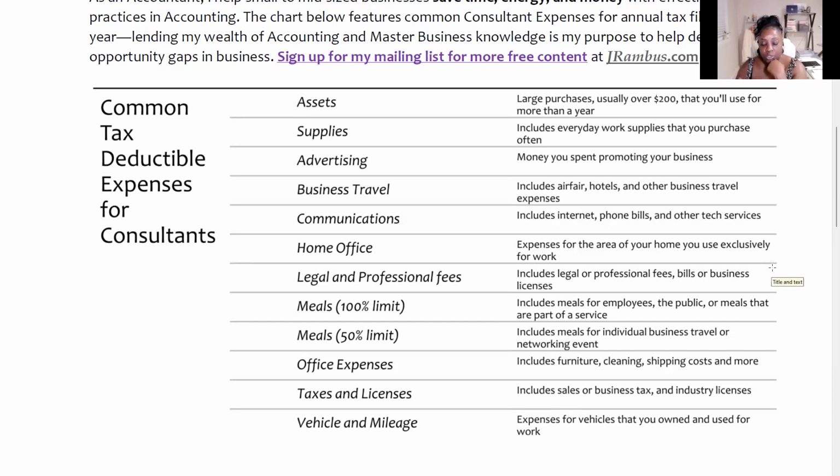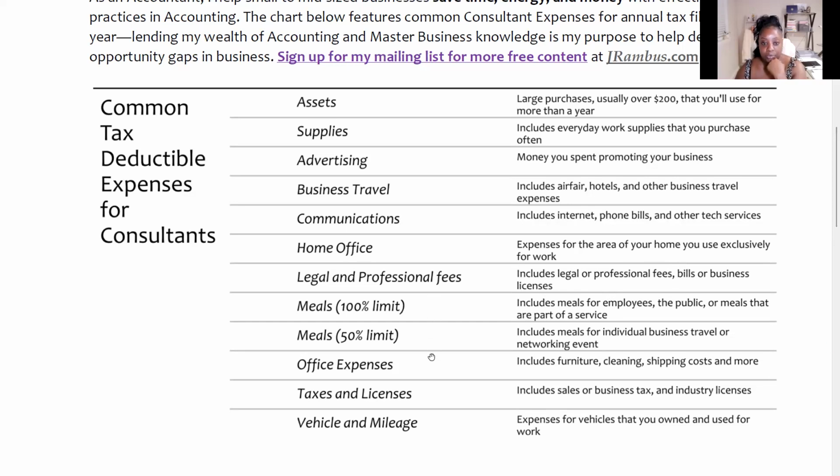Communications, the one thing I don't want you to forget is your cell phone bill. People forget that, I don't know why, but don't forget it. Those are phone bills. Home office, 25% of my place is my home office because it's a whole room. And I got two rooms. And then legal and professional fees includes legal and professional fees, bills, or business licenses. And for me, I put like my attorney, that's going to be another consultant that I pay. All of those go into that bucket.